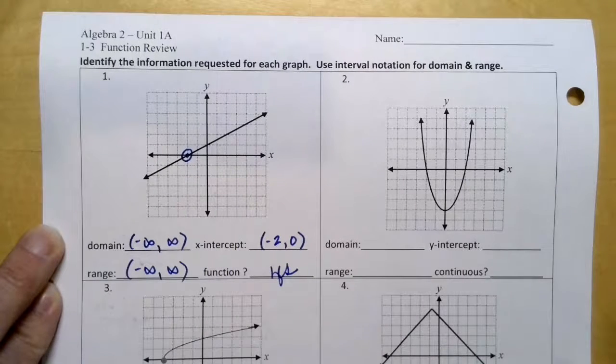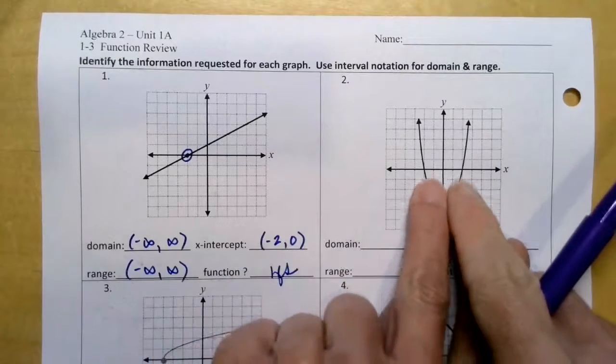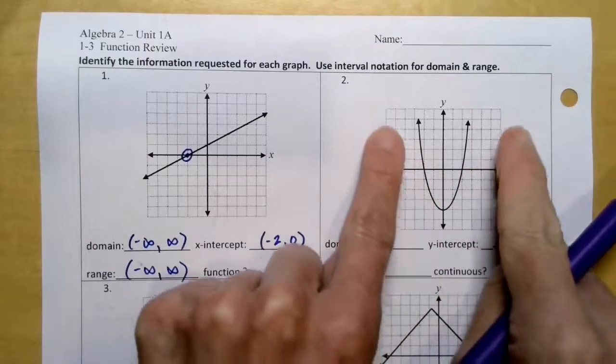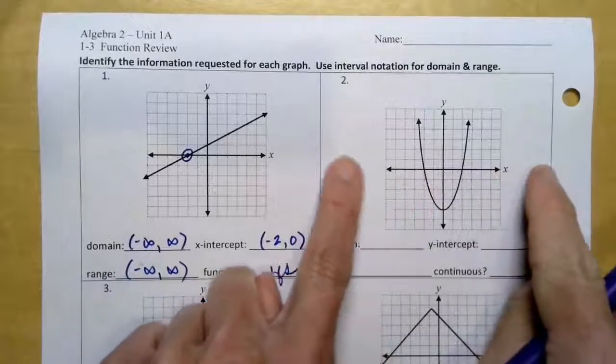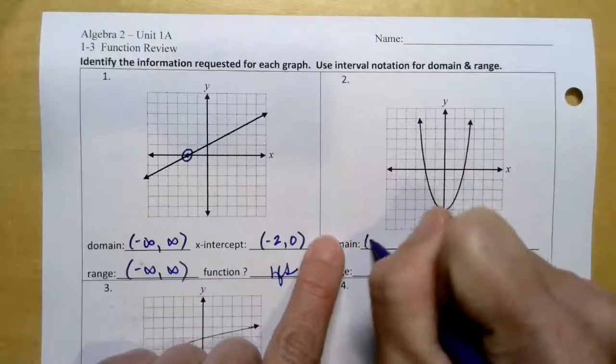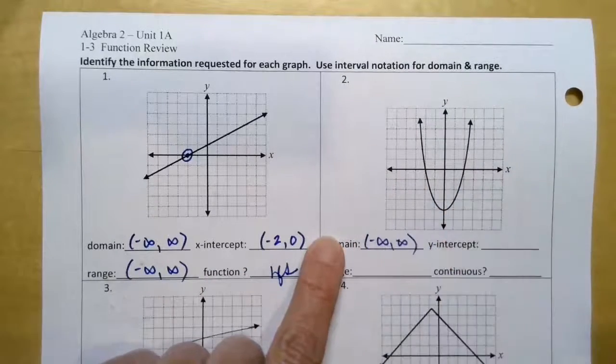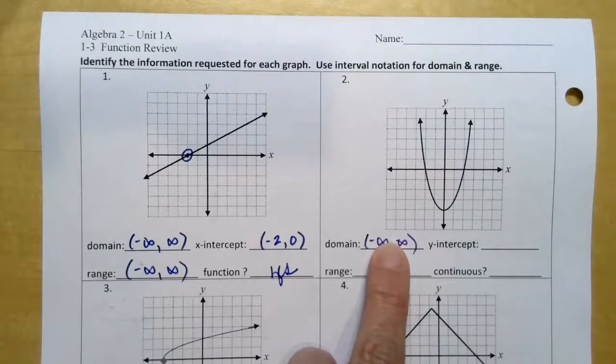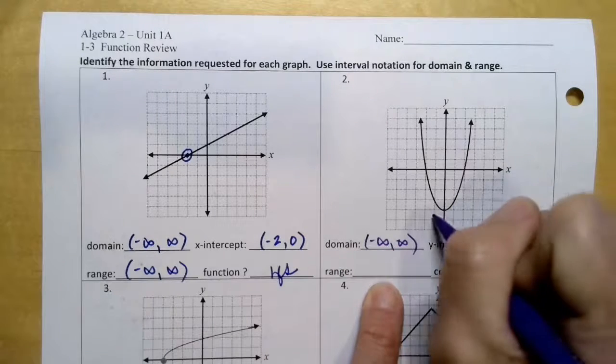Let's look at number 2. My domain, as this graph opens wider and wider and wider, I'm going to include all of my x's in both a negative and a positive direction, so anything can go in. But let's talk about what's coming out.